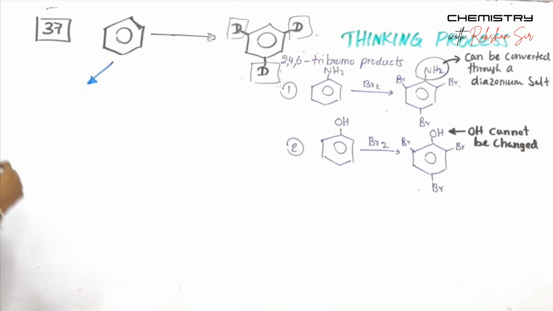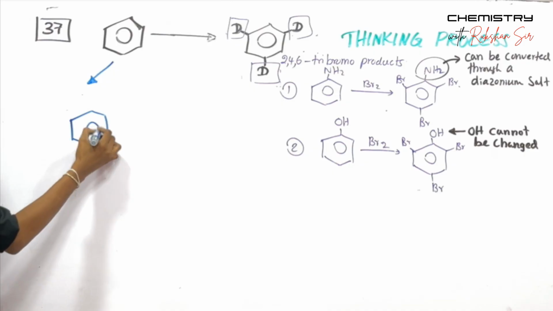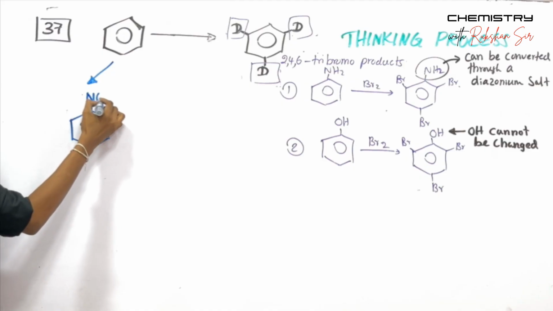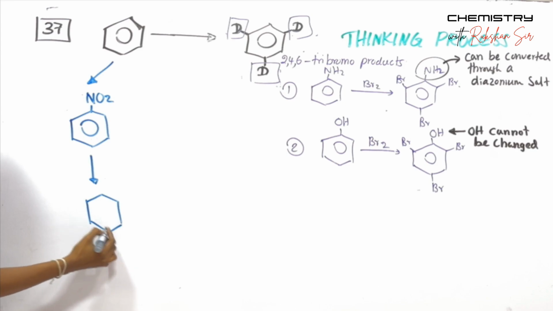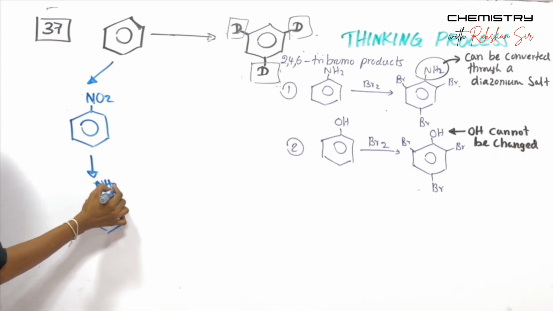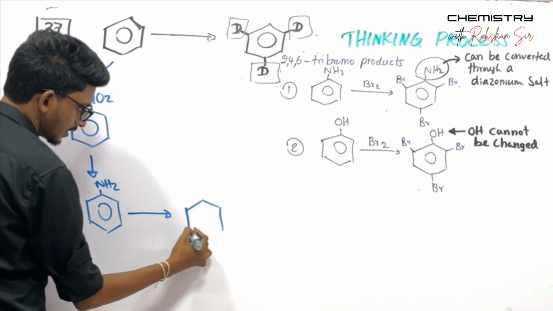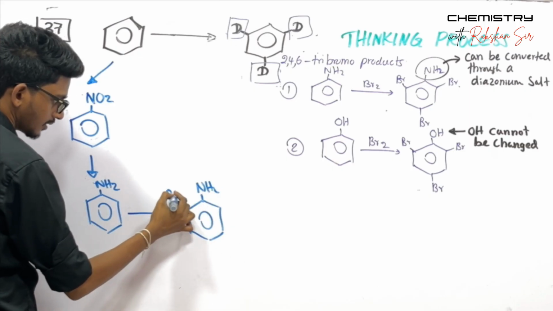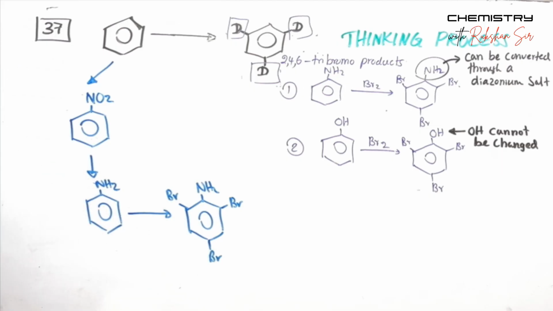So let's complete the stuff, right? So first of all, we need to come up with an aniline to do this. So the same procedure as earlier, NO2 and then aniline. Aniline can be connected to the tribromo product.